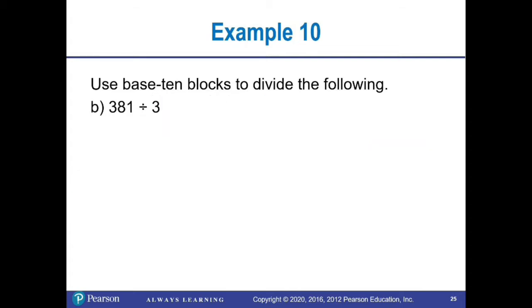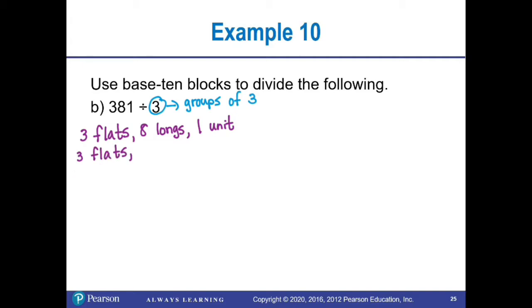Let's look at another example. So here we have 381 and we're dividing by 3. So 381 would be 3 flats, 8 longs, and 1 unit. When I divide by 3, that tells me that I want to put my pieces in groups of 3. Well, the 3 flats, we have a group of 3. I want to divide my 8 longs into groups of 3. So that would be 3 longs, 3 longs, and 2 longs. That's a total of 8. And bring down your 1 unit.